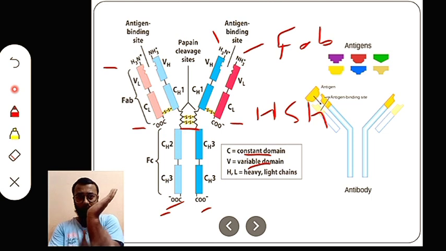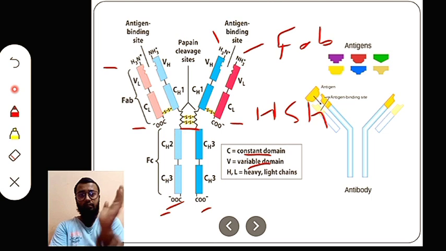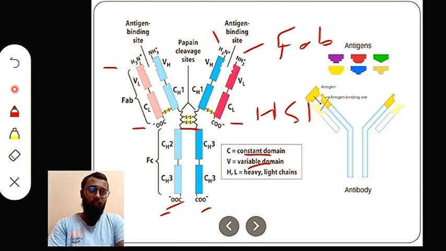It is like our hand. The wrist is the hinge region, and it moves like our wrist. Our wrist helps in movement of our hand. So this hinge region helps the antibody to move in any direction and helps in binding to the antigens. In the other diagram you can see these are different types of antigens, and these antigens are bound by the antibodies. When the antigen antibody complex is formed, various pathways are activated.